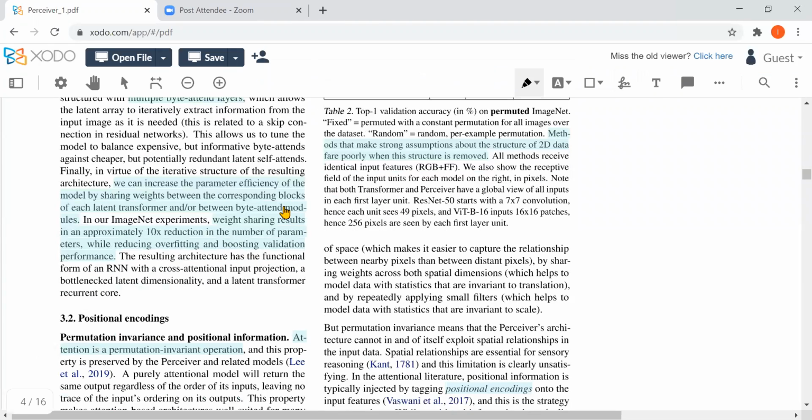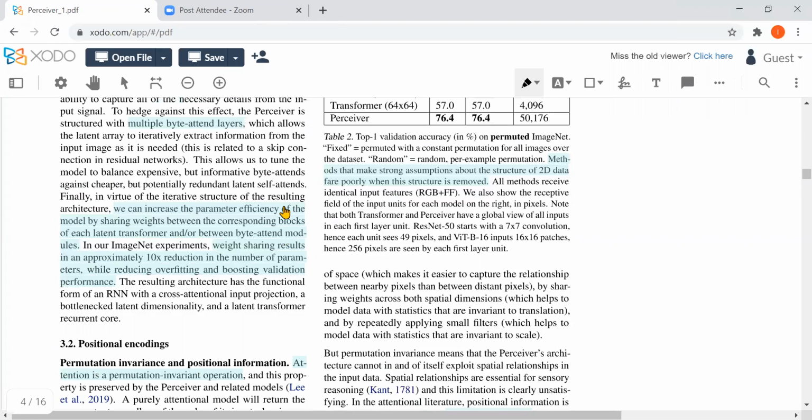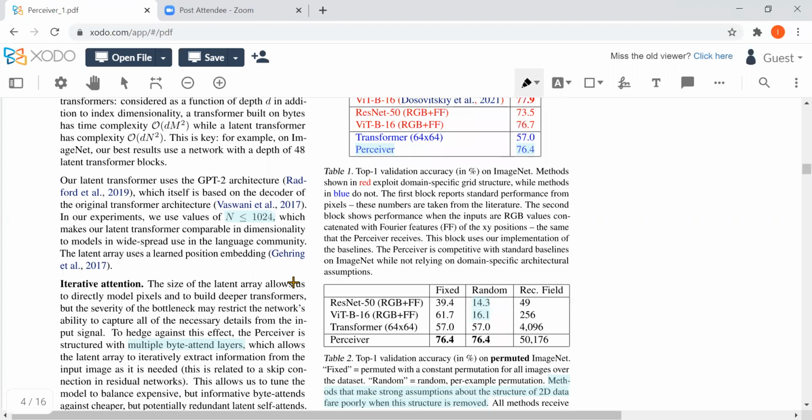The latent array has also another dimension, right? So it's n cross d. Is the d also variable? What constraints are on that? But the d has to be the same as the input array cross-attention dimension, right?